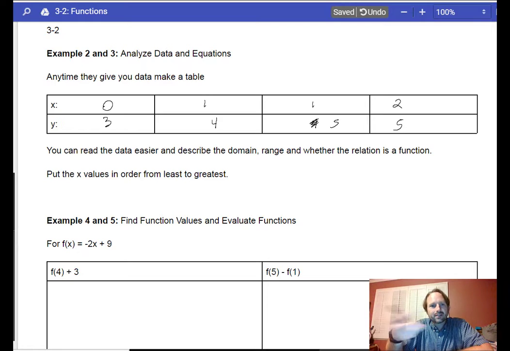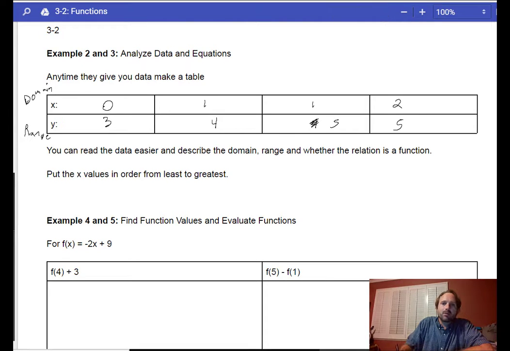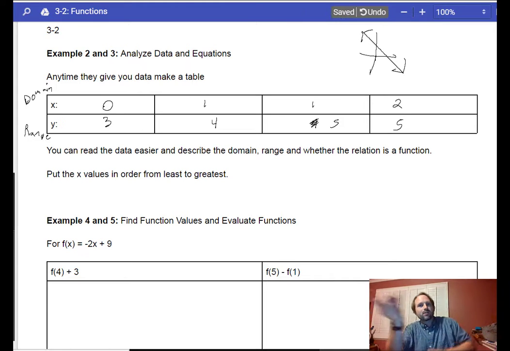So, we can read this data easier and describe the domain and the range, and whether the relation is a function. The domain is going to be the x values from least to greatest. The range is going to be the y values from least to greatest. Now, this can sometimes be a problem when we have a graph such as this, because they're not increasing at the same rate. The x values are increasing while the y values are decreasing, so it can be a little tough.